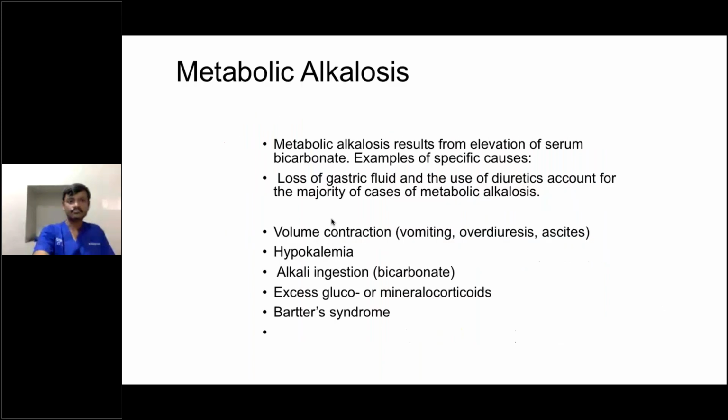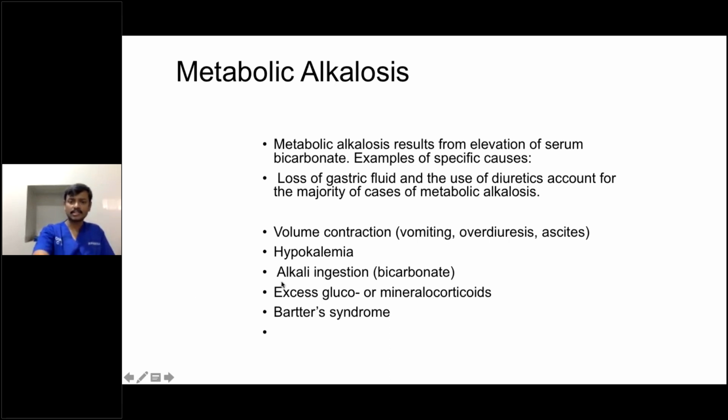Metabolic alkalosis results from the elevation of serum bicarbonate. Most commonly it's a loss of gastric fluid and use of diuretics. Most of the time these are the cause for metabolic alkalosis. It may be because of volume contraction like vomiting, overdiuresis, ascites, or because of hypokalemia, alkali ingestion. These are the common causes. Others are excess glucocorticoids and mineralocorticoids, or Bartter syndrome.